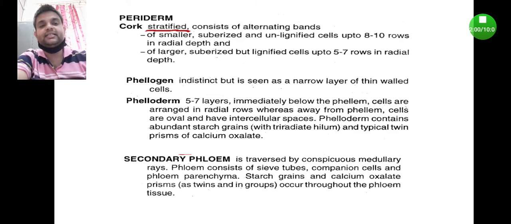Now the next one is secondary phloem. The secondary phloem is traversed by conspicuous medullary rays. Phloem consists of sieve tubes, companion cells, and phloem parenchyma. The starch grains and calcium oxalate crystals, which are prism-shaped, are also found in the secondary phloem region.